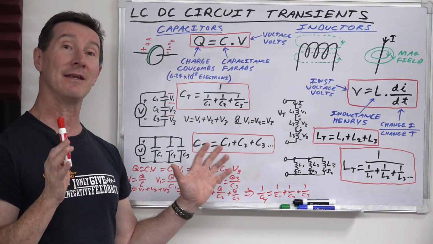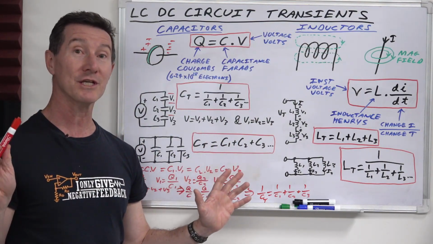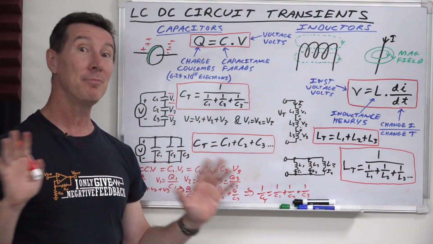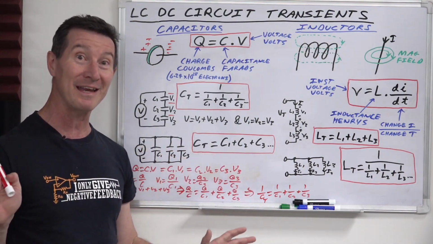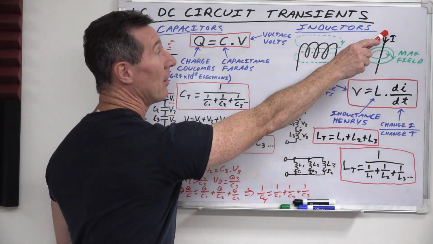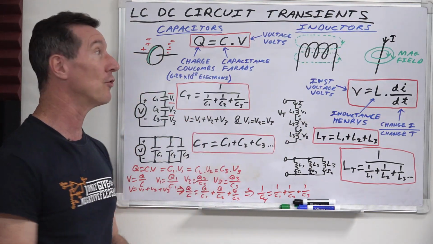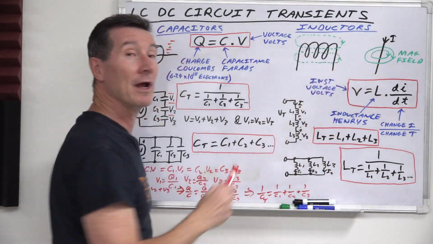So let's have a look at an inductor. When you pass a current through any wire whatsoever, any component, any PCB trace, doesn't matter what it is, there will be a magnetic field. So that's why I've got a wire here, just a straight wire like this. You've got current I passing through it. It will generate a magnetic field around it.